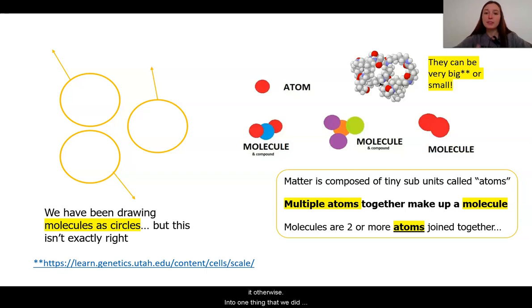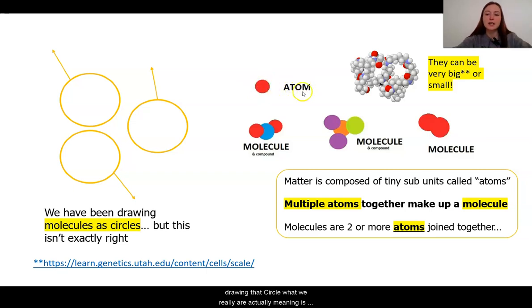One thing that we did discuss at this point was that in our previous unit of phase change, we had been drawing molecules as circles, and we showed how they moved with arrows or other kinds of lines. But in this unit, we realized that there's a little bit more to molecules. Molecules are actually multiple atoms together. So when we're drawing that circle, what we really mean is an atom.